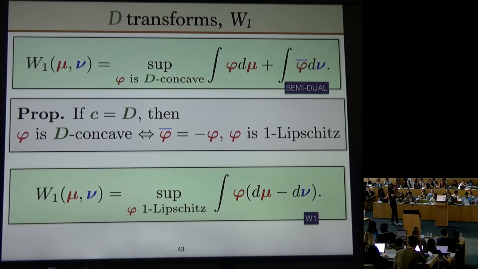So here I'm just trying to highlight one of the scenarios in which things simplify a little bit, because before, things were a bit abstract. Here, you're basically testing the worst possible one Lipschitz function against the difference of those two measures.